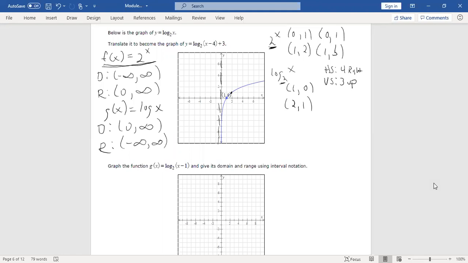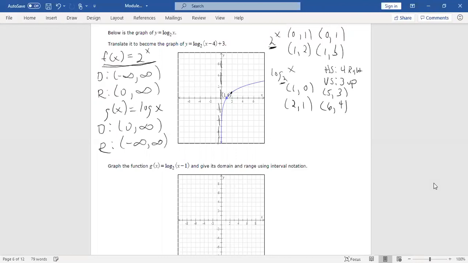So we're going to take our points. 1, 0. So if we move to the right 4 units, 1 plus 4 is 5. And we're going to move up 3 units. So 0 plus 3 is 3. So again, with the other point that we know, 2, 1, if we move to the right 4, that becomes positive 6. And if we move up 3, 1 plus 3 is 4.